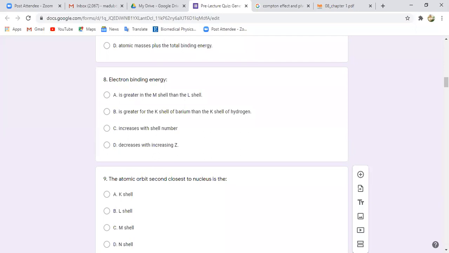The Z now, what do you call that? Yeah, it's greater. Atomic number. Z is greater. Yeah, the atomic number. The atomic number is greater. The higher atomic number.